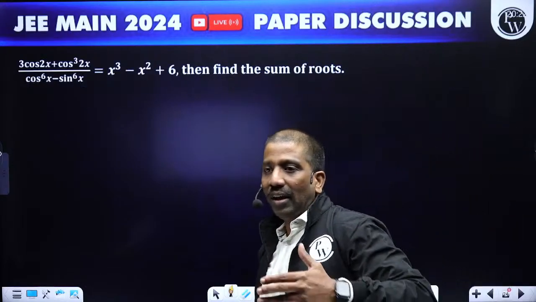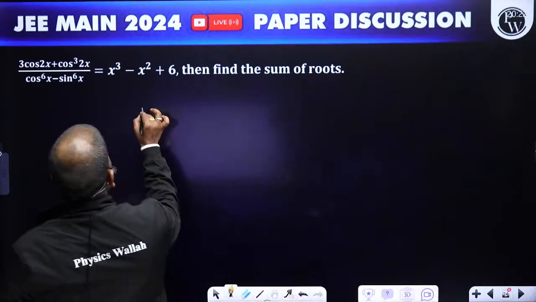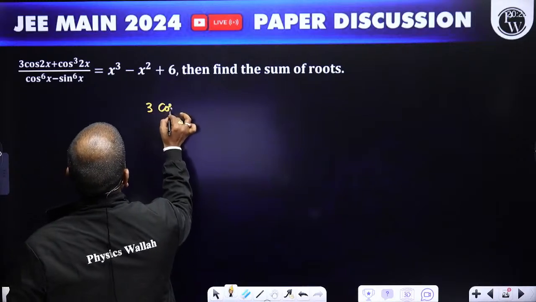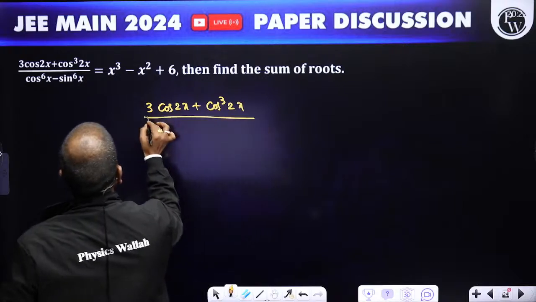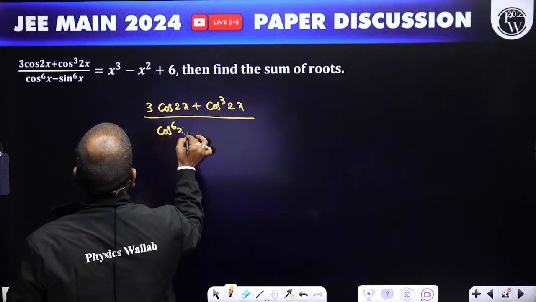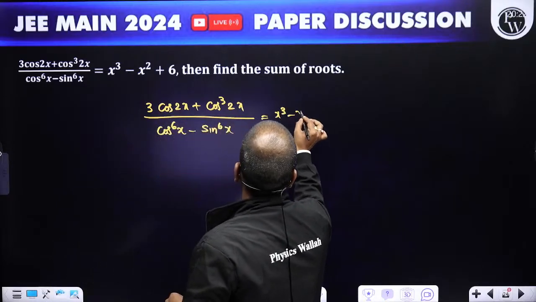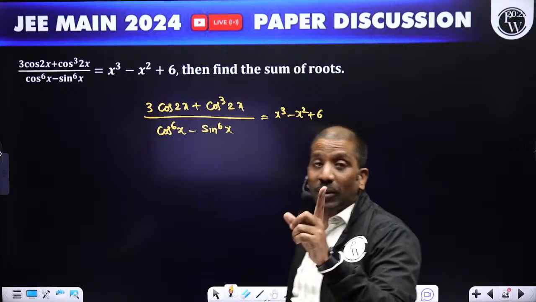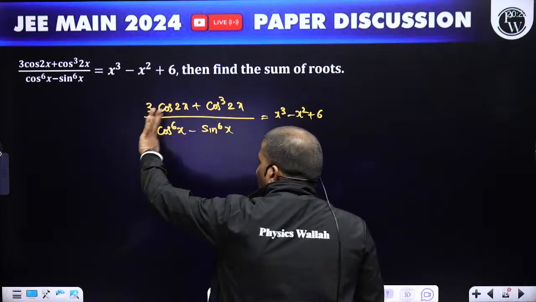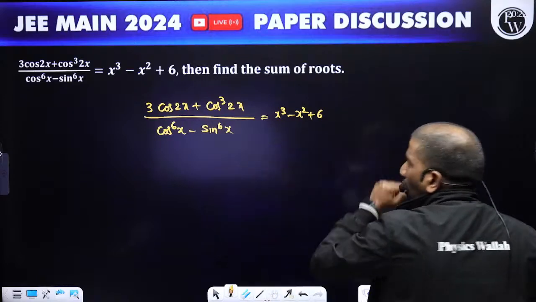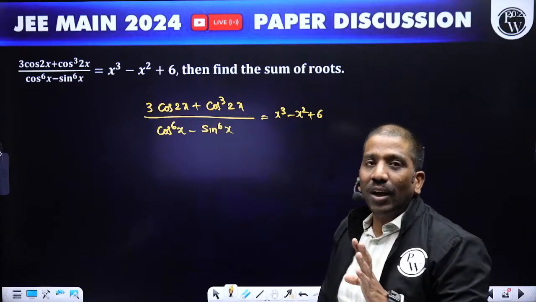So finally, the last question, what could we do? It appears to be a completely different question. Those who are more conscious in the examination can complete this question. Cos power 6x minus sin power 6x. But many times we apply cos power 6x plus sin power 6x. So one side is completely trigonometry, the other side polynomial. They are asking the sum of the roots.